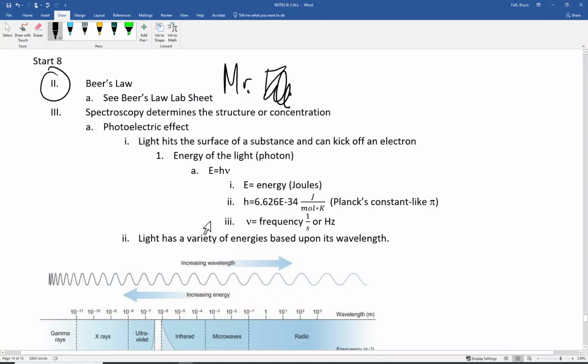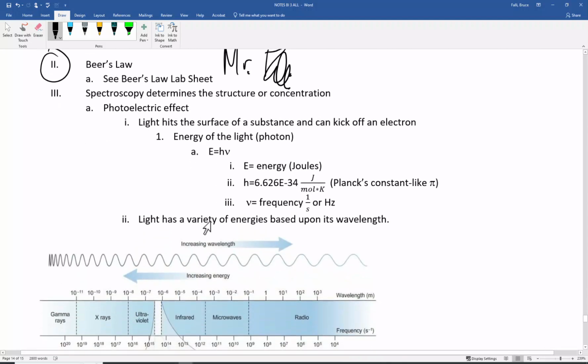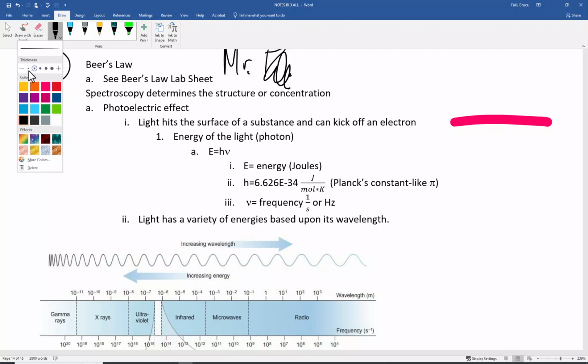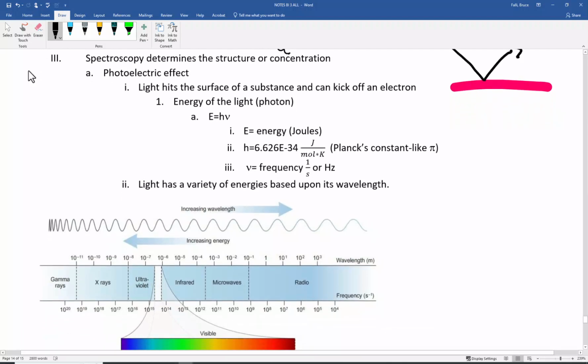The rest of it: spectroscopy determines the structure or concentration. So we're going to use other spectroscopies for this. The photoelectric effect is when light hits the surface of a substance and kicks off an electron. So here's my substance. I shoot light at it and it could kick off an electron that goes there. The energy of the light is the energy of the photon. Energy equals h, which is Planck's constant, times the frequency. So E equals h nu. So we can figure out the energy of a photon by doing this.